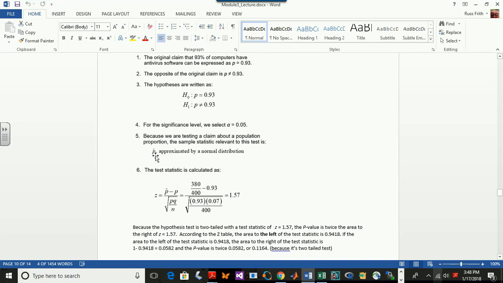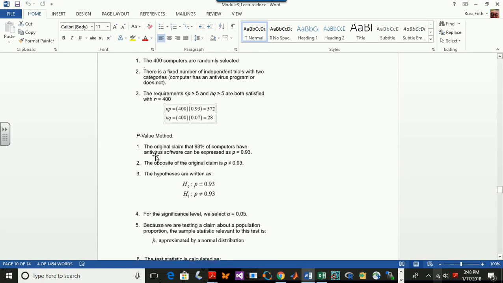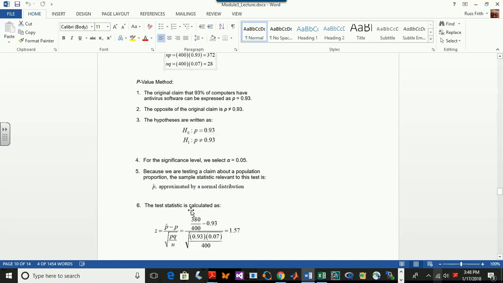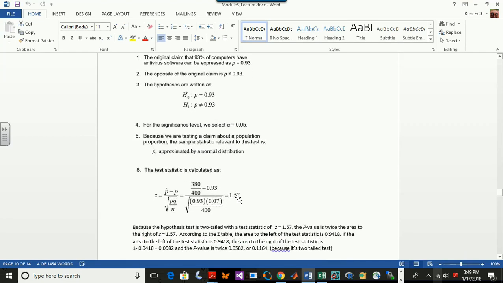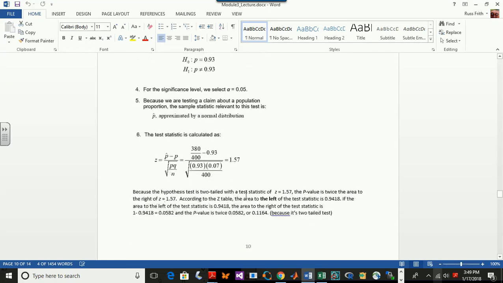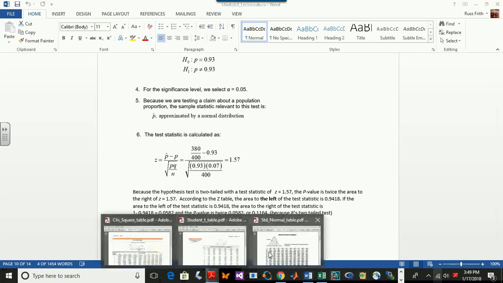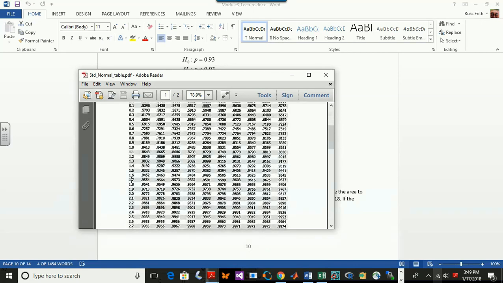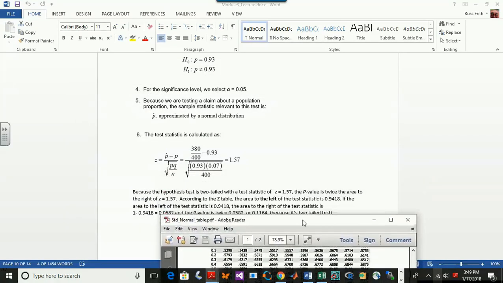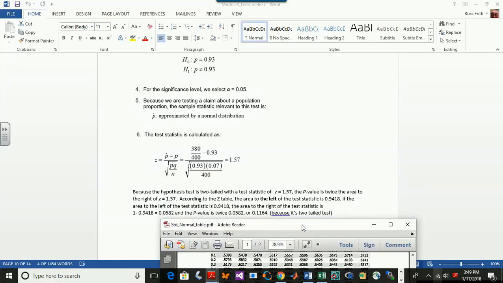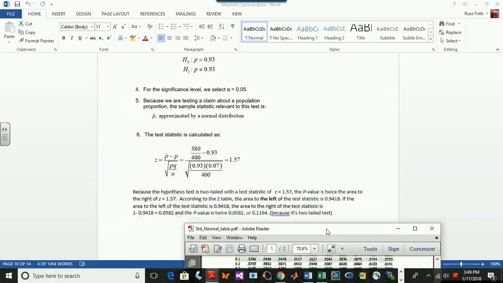Okay, so the proportion was 95%, right? Where did the 95 come from? 380 over 400. That's the sample proportion. Test statistic is 1.57. So we find z equals 1.57. Okay, so for this problem, we go to our standard normal table and look up 1.57. That's 0.9418. Okay, so that's the area to the left. So we need the area to the right of 1.57.